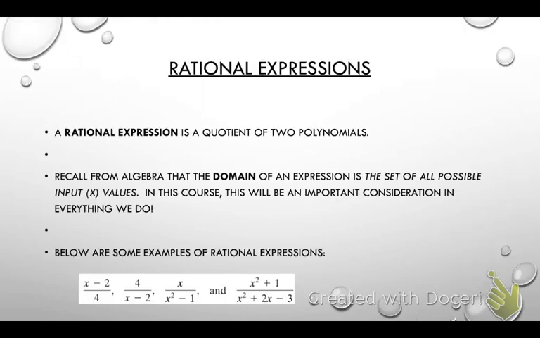So whenever we deal with a rational expression, all a rational expression is just a quotient of two polynomials. Whenever we were in Algebra 2, the domain of an expression is the set of all possible input x values. In this course, it'll be important to consider this in everything that we do. If you have anything in the denominator, you always want to check the beginning and the end. In the beginning, there are certain values that x cannot be. That's whenever we will set restrictions on your domain. Usually we'll just say that x cannot be equal to various values.